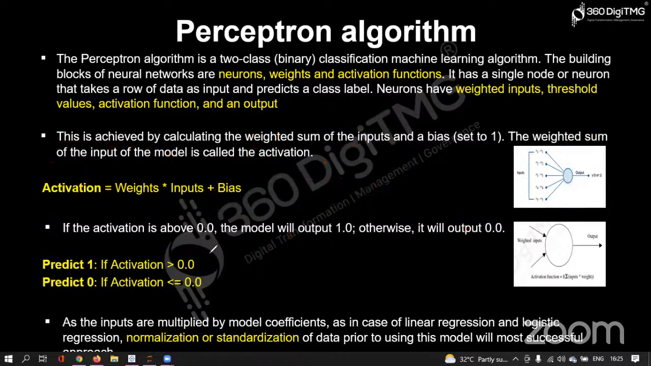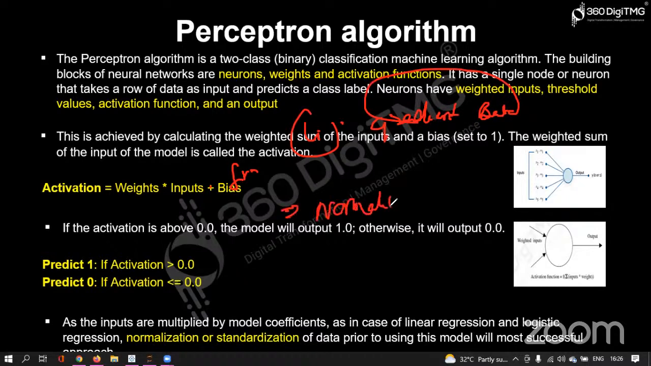As the inputs are multiplied by model coefficients, as in the case of linear regression or logistic regression, normalization or standardization of data prior to using this model will be most successful. See, when it comes to any gradient-based algorithm, the artificial neural network that we are using is also a gradient-based algorithm, and all the regression-based algorithms are also gradient-based. Whenever we are using a gradient-based algorithm, we must do the normalization.